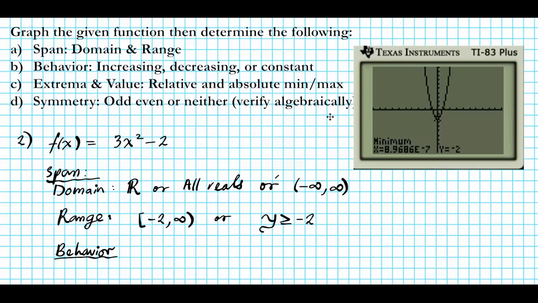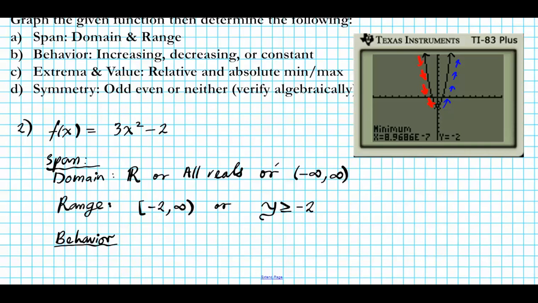All right, I took a snapshot of the graph, so we can just work with that. Okay, so for the behavior, we see that the graph descends all the way down to what? All the way down to 0. And after that, it starts to ascend all the way to infinity. Okay, so let's talk about behavior.